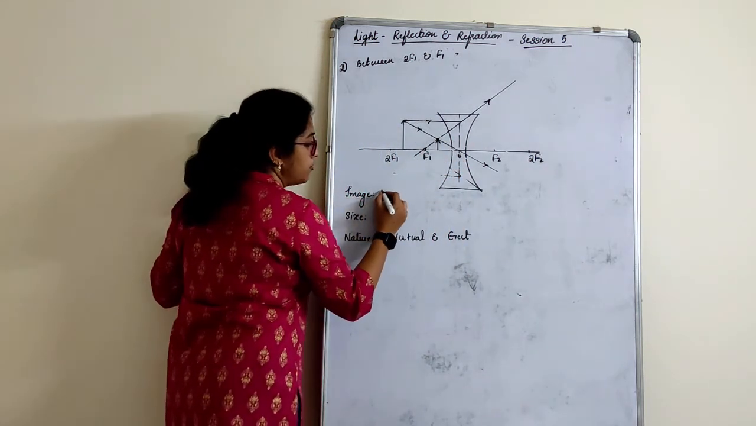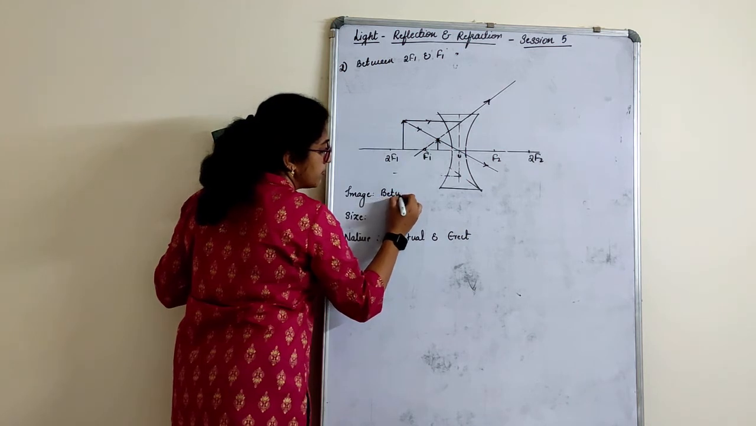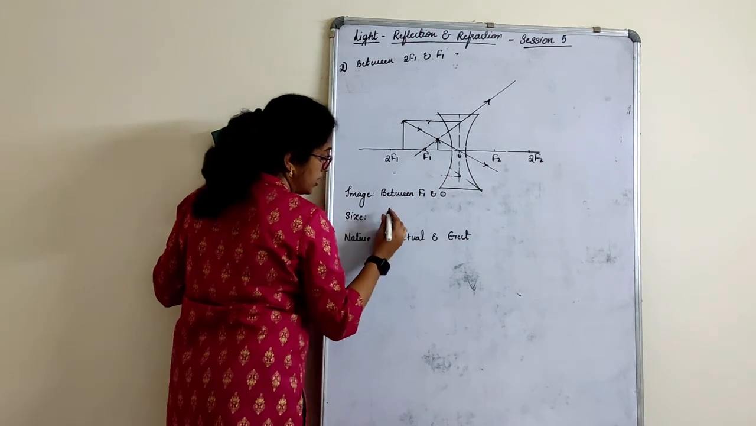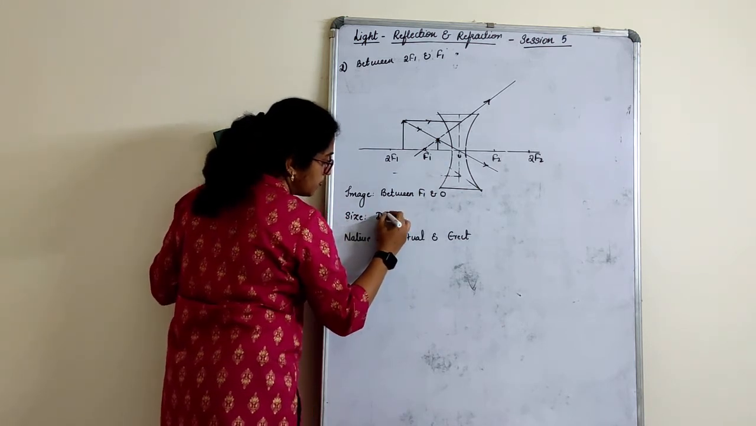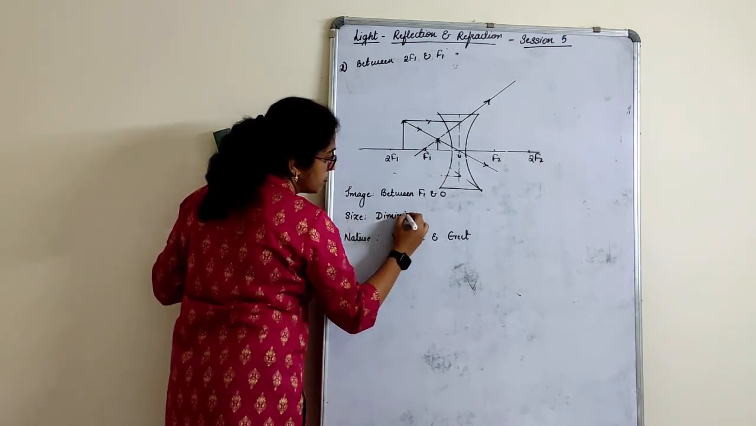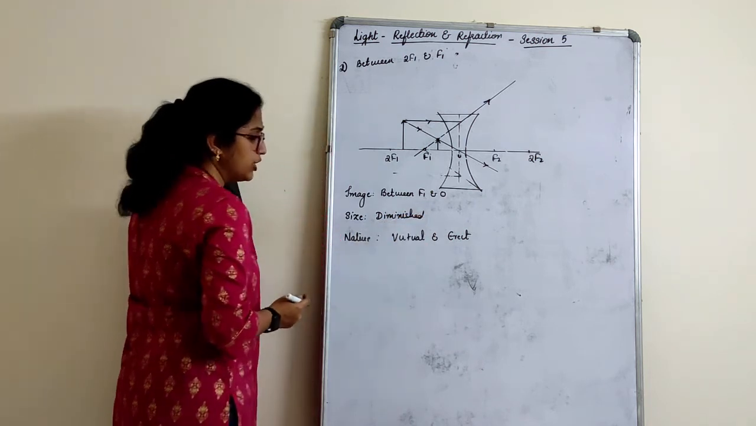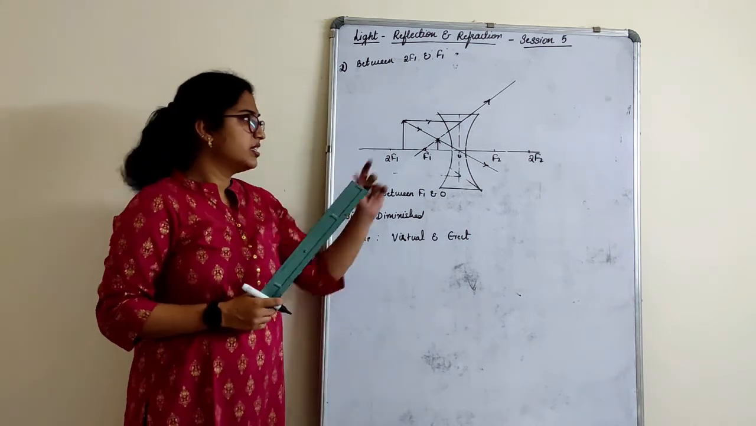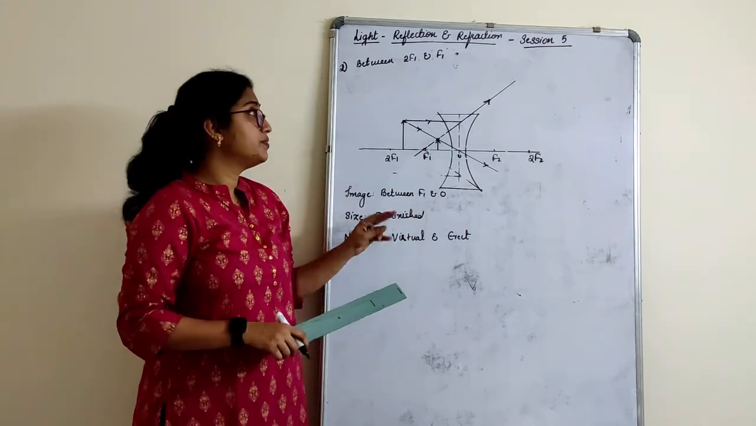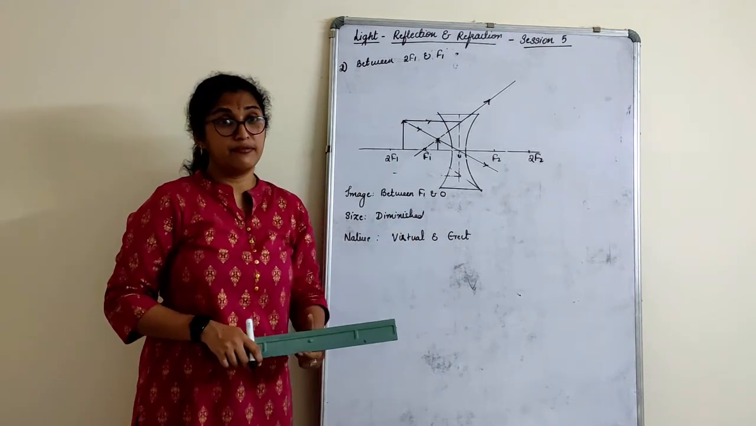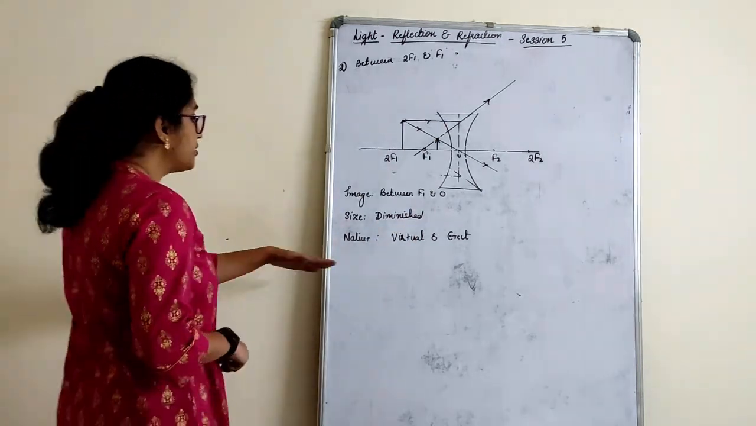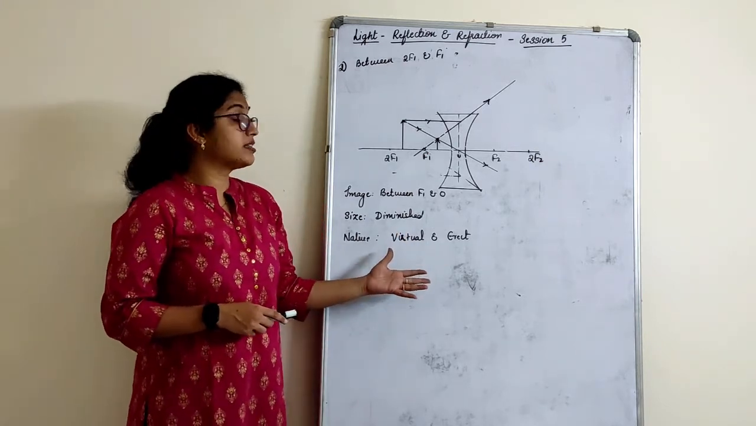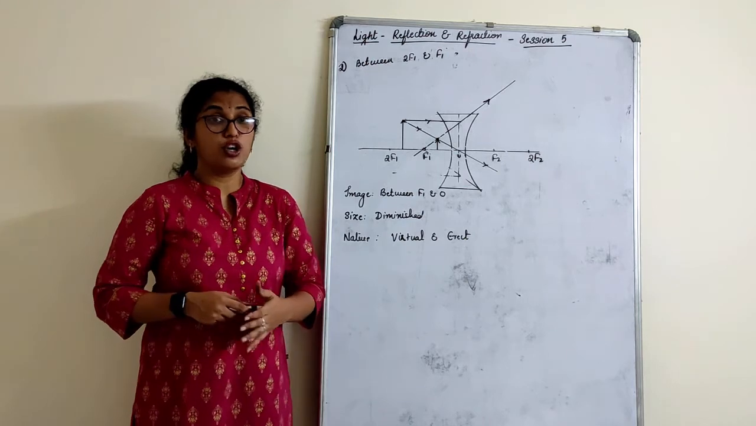Where is the image formed? Between F1 and O. Size: diminished. Nature: virtual and erect. Very clear about the ray diagram. So with that we complete the ray diagrams for the lens. And so children, we will end today's session with these ray diagrams for the spherical lens, that is for convex lens as well as for concave lens.